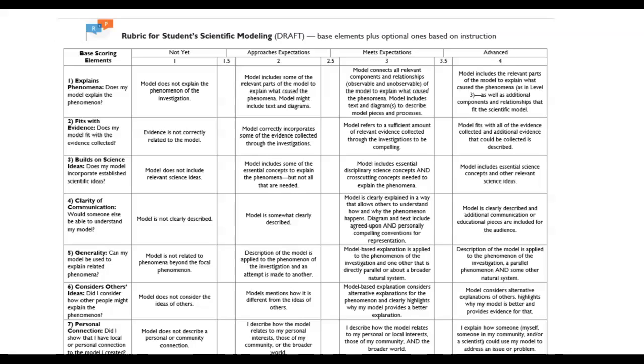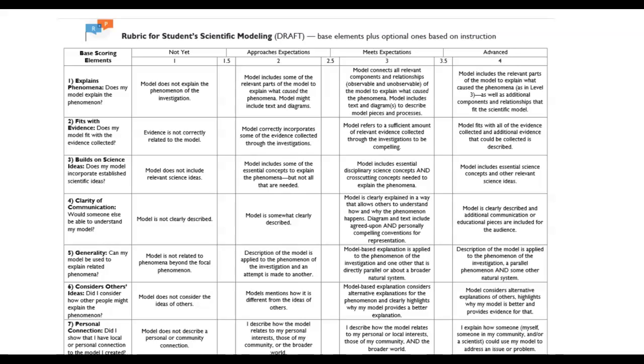Clarity of communication. Model is not clearly described. Model is somewhat clearly described. Does a model clearly describe it in a way that allows others to understand how and why the phenomena happens? Well, once again, we're down in that approaches expectations. Generality, can my model be used to explain related phenomena? Probably not, so that would be in the not yet.